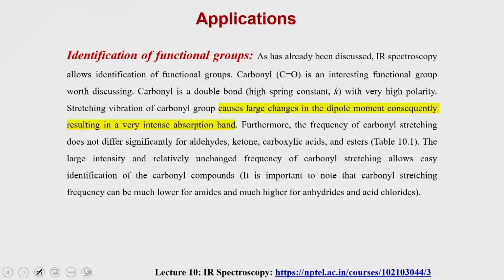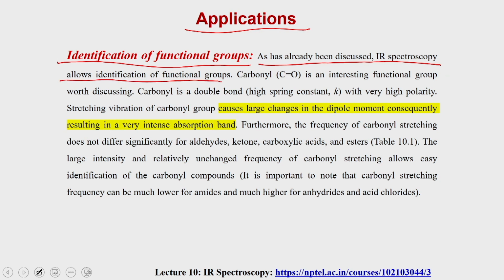So, what is the application of IR spectroscopy? As I said, the first and foremost application of IR spectroscopy is that it will allow you to identify the functional group. As we have already discussed, IR spectroscopy allows the identification of functional groups. For example, the carbonyl is a functional group.